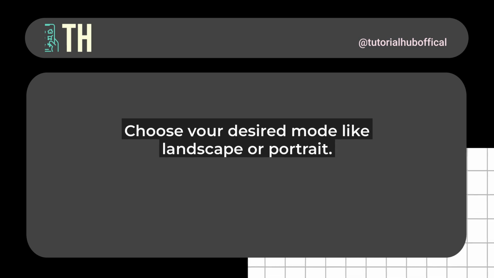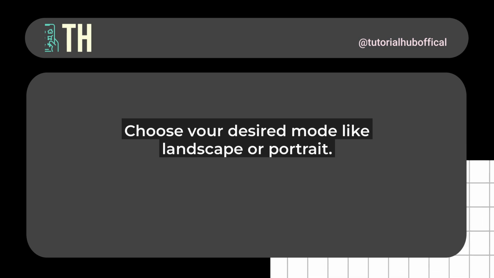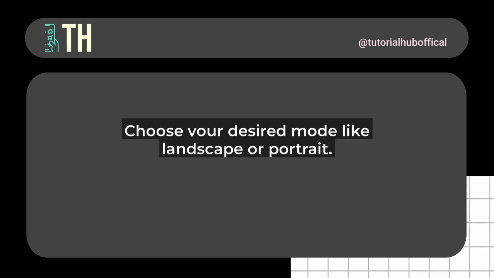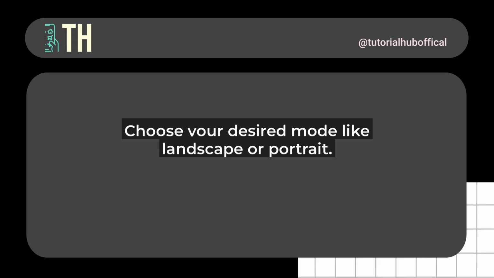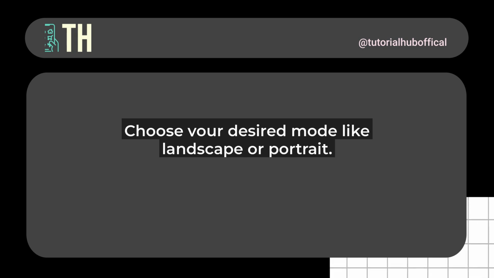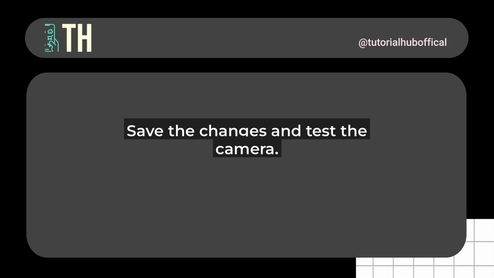Select your preferred option. For example, if you want your camera to always stay in landscape, just toggle that switch. After you've made your selection, hit the Save button at the bottom. Snapchat will apply the changes instantly, so go ahead and test it out by swiping to the camera view. Take a snap or a video, and you'll see the difference right away.